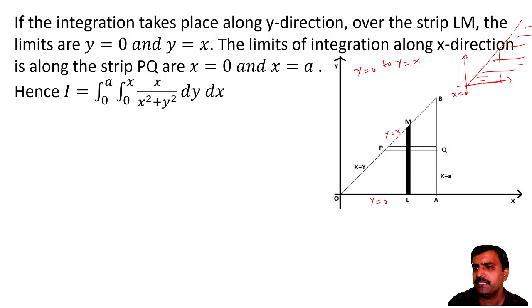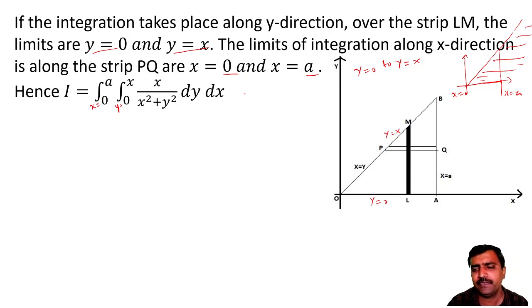x is equal to 0 means that is the y axis. That is the equation of the y axis. x is equal to a means this line x is equal to a. So x varies from 0 to a. That same thing I have taken here. y varies from 0 to x, x varies from 0 to a. So you take limits of x is equal to 0 to a, y is equal to 0 to x, of x square plus y square, dy dx.